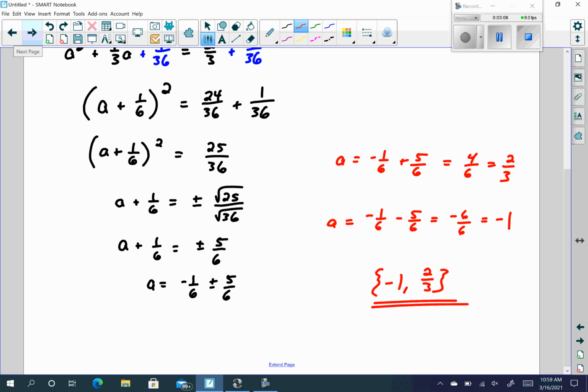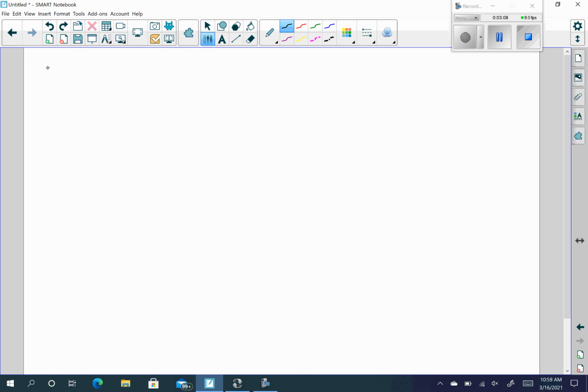Let's take a look at number 3. 3 is nice because our leading coefficient is 1. We have x squared plus 6x plus 15 equals 0. We'll move the 15 to the other side, leave some space after the 6x. No fractions involved in this one. Half of 6 is 3. 3 squared is 9, so that's what we're going to add to each side.